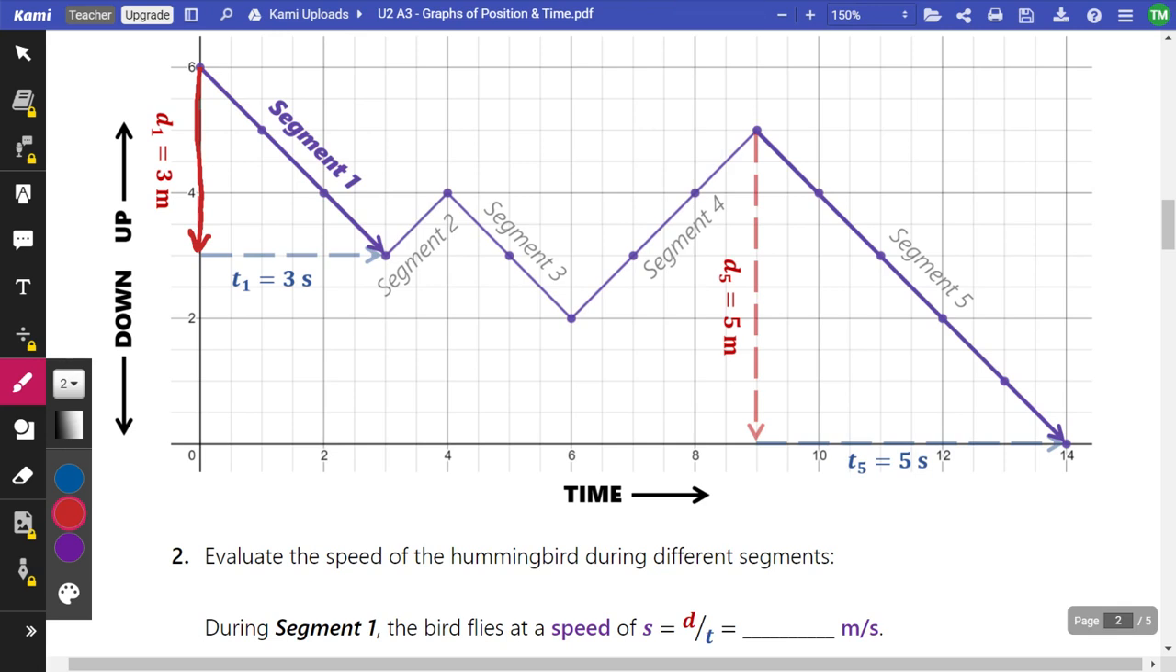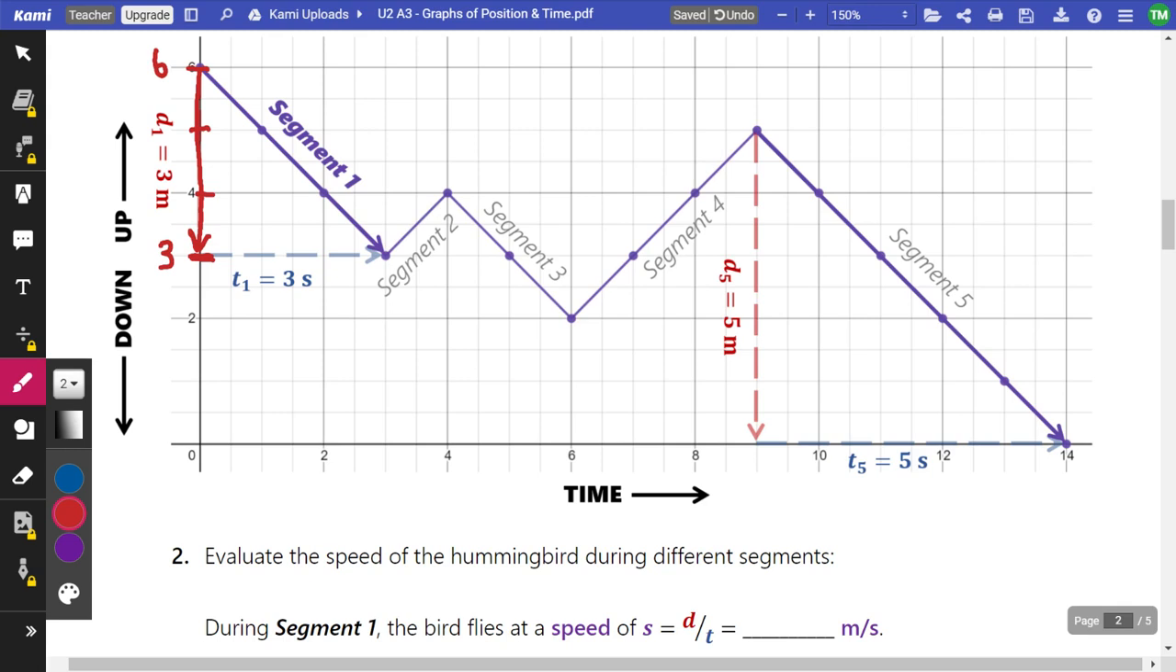If you want to see that for yourself on the graph, this is where our bird started, up at the 6 mark. And it winds up down right in between 4 and 2. So this must be at 3 meters. So if our bird went from 6 down to 3, it traveled down 1, 2, 3 meters. So the bird has moved 3 meters in segment 1.